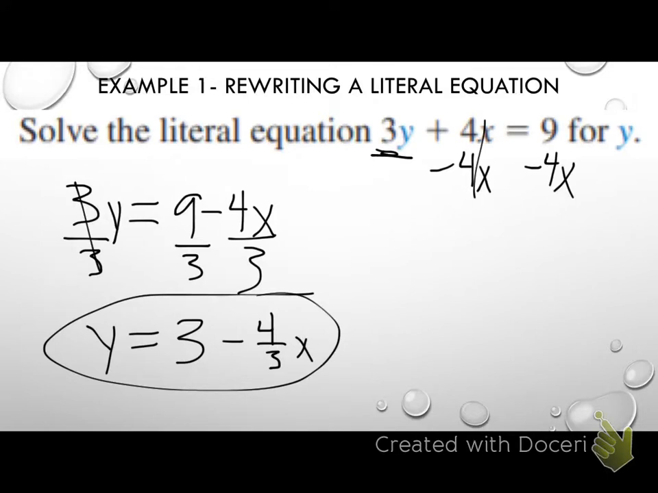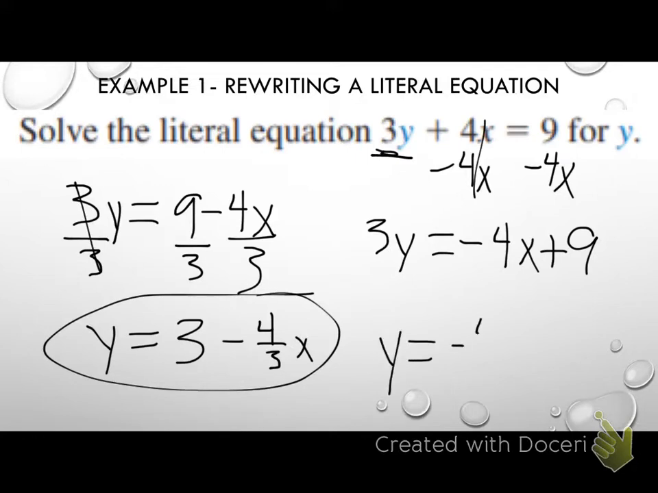Now, if you wanted to, this is what I'm going to do throughout the rest of the notes. When I subtracted 4x from both sides, I like to write the variable first. So I would write 3y equals negative 4x plus 9. You just have to make sure the correct sign stays with the correct term. Everyone got that? So I would have gotten y equals negative 4/3 x plus 3. That's just my personal preference, to have the variable come first. So that's what I'm going to do throughout the notes.